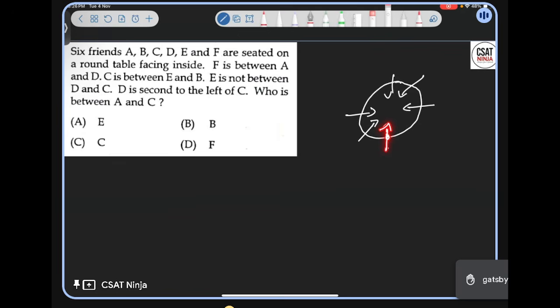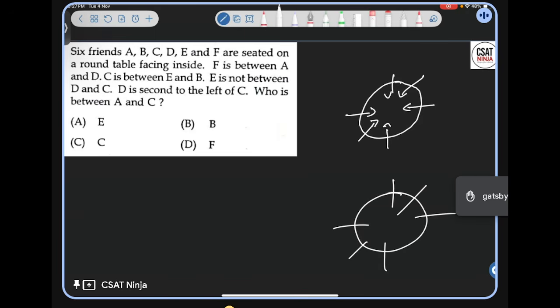If you imagine yourself sitting here, this is your right side and this is your left side. You can easily say that. You just imagine yourself being seated there. The question says F is between A and D. So I can create 2 cases here. 1, 2, 3, 4, 5, 6.